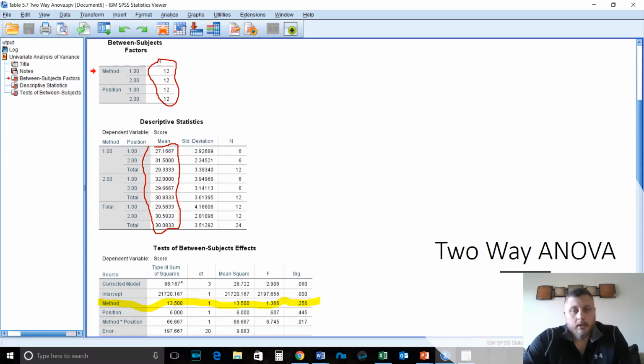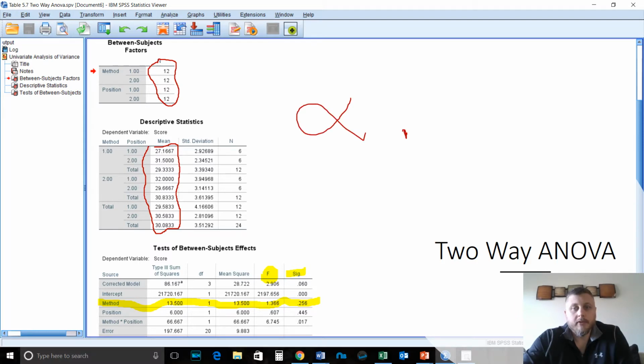Method, right? So let's look at method for a second. Since we want to talk about the differences between methods and positions, let's go over method real quick. You can look through the line here and you see method, but you see the F value, which is what you want to look at when you talk about an ANOVA score. But then again, the significance as well. You see the significance is 0.256, right?